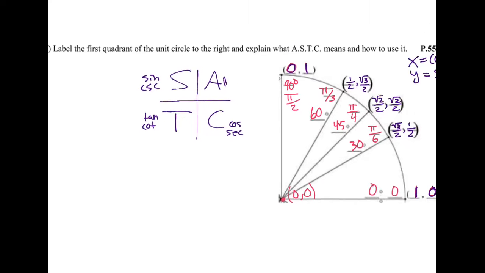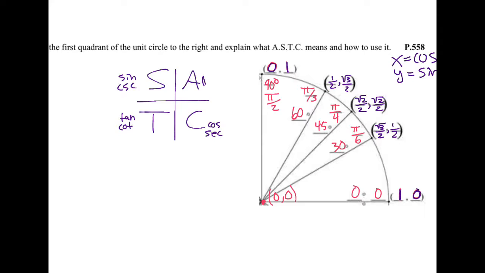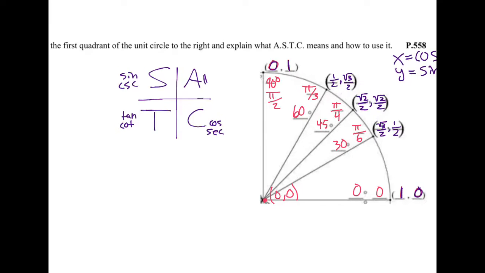But really, what it's saying is that in the A quadrant, every single trig function has a positive value. In the second quadrant, only the sine and the cosecant function have positive values. So that means that tangent and cosine and cotan and secant are all negative. In the T quadrant, it means that tan and cotan are positive, but sine, cosecant, cosine, and secant are all negative. In the cosine quadrant, it means cosine and secant are positive, but everything else is negative. That's what it is. That's how you use it.